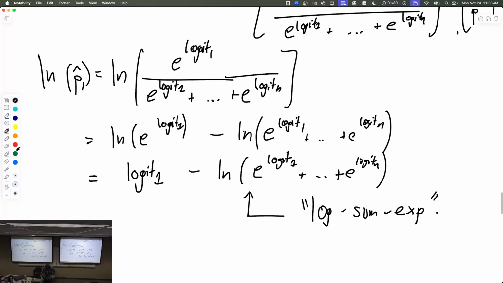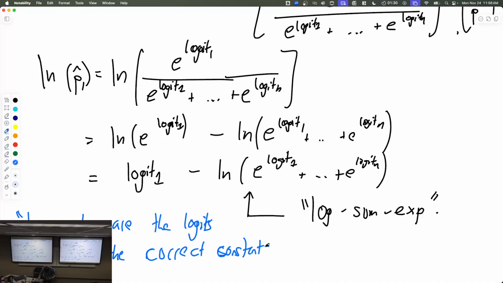So you could say this as a quote: the log probs are the logits minus the correct constant, so that the probabilities sum to 1. It's not the log probabilities that sum to 1, it's the probabilities. So in other words, the log probabilities are the same as the logits, just shifted.